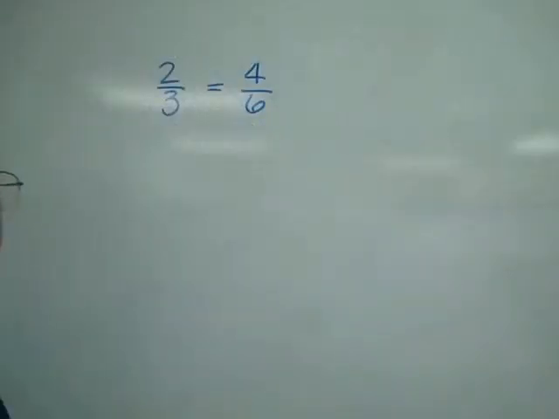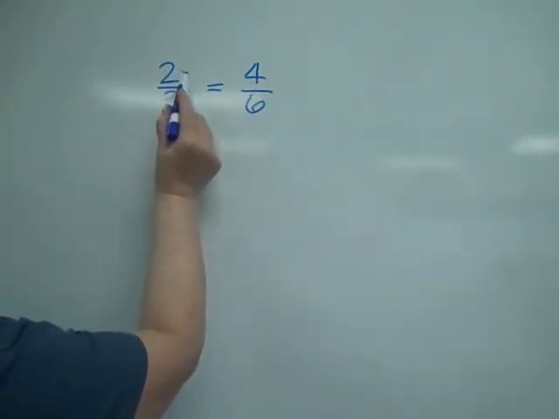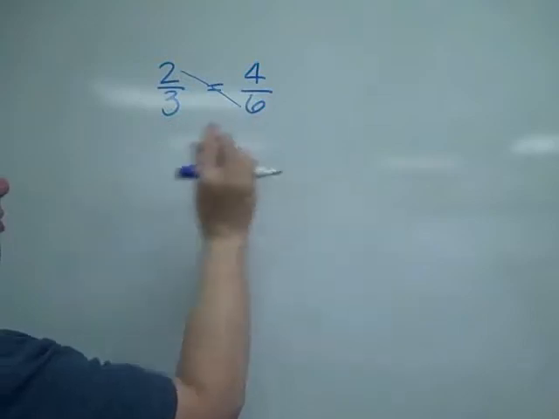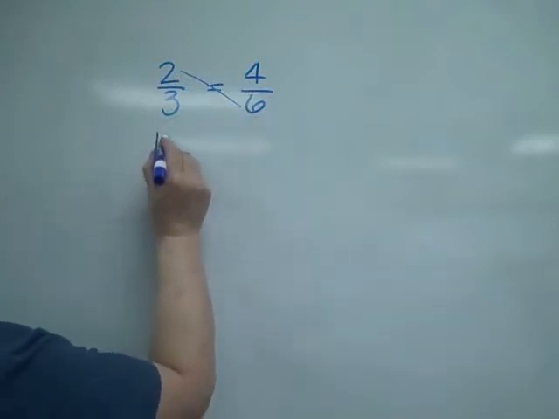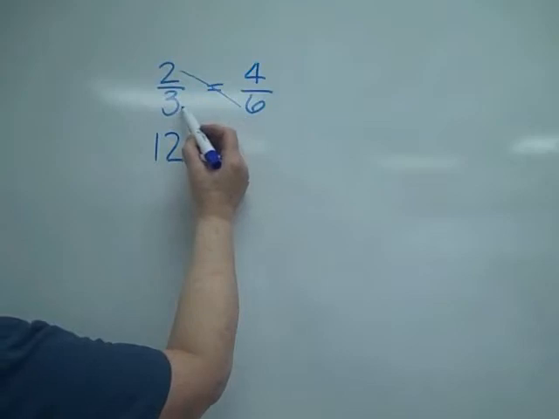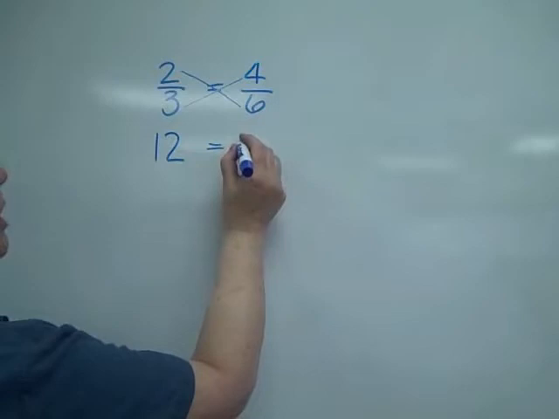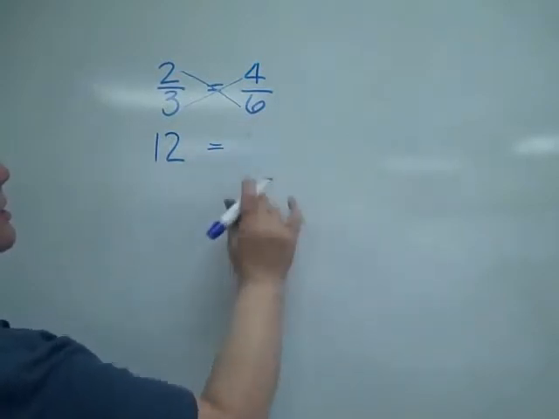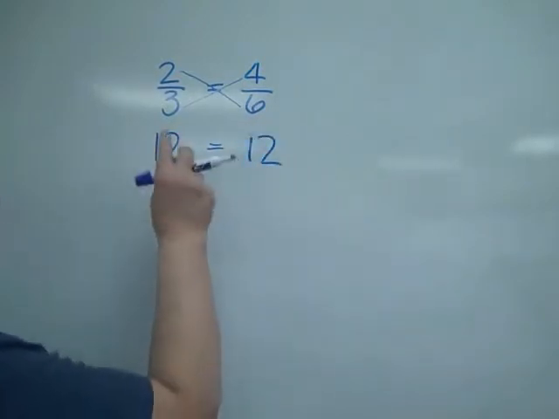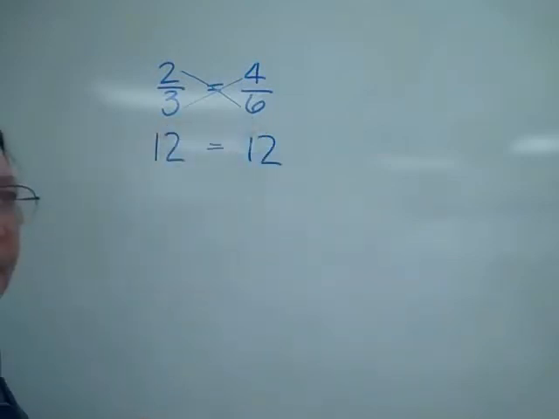Now, a proportion is two equal ratios. The fastest way to check to see if a proportion is actually true is what we call cross multiplication. I'm going to multiply the top of one fraction times the bottom of the other. 2 times 6 is 12. Then I'm also going to multiply the bottom times the top, opposite of what I did, and 3 times 4 is 12, excuse me. So I know that this is a correct proportion.